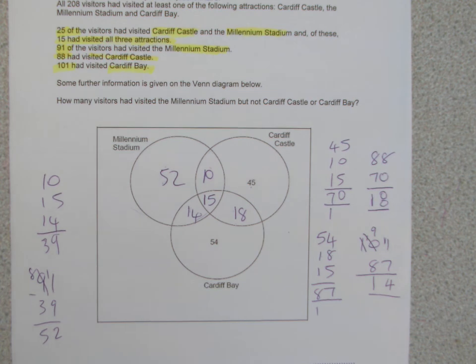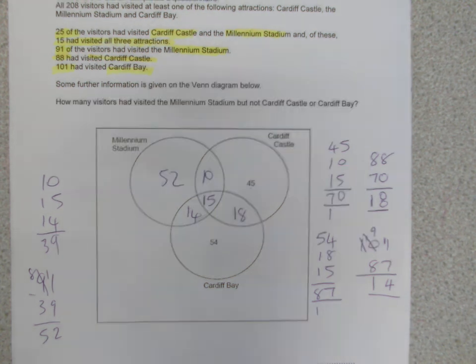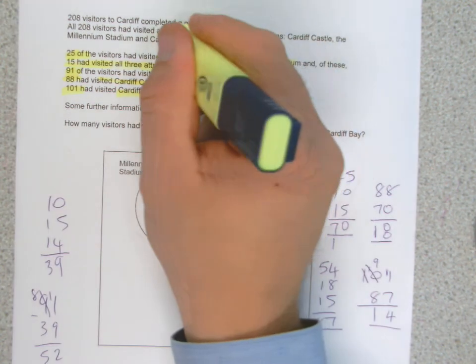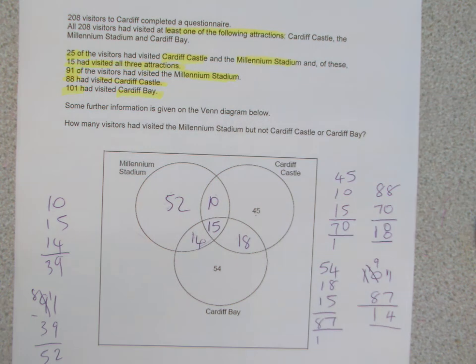Okay, and we're done. We've filled in all the entries. There's not going to be any outside the circles, because if you look at the top here, it says visited at least one of the attractions. So there's nobody who didn't visit any.